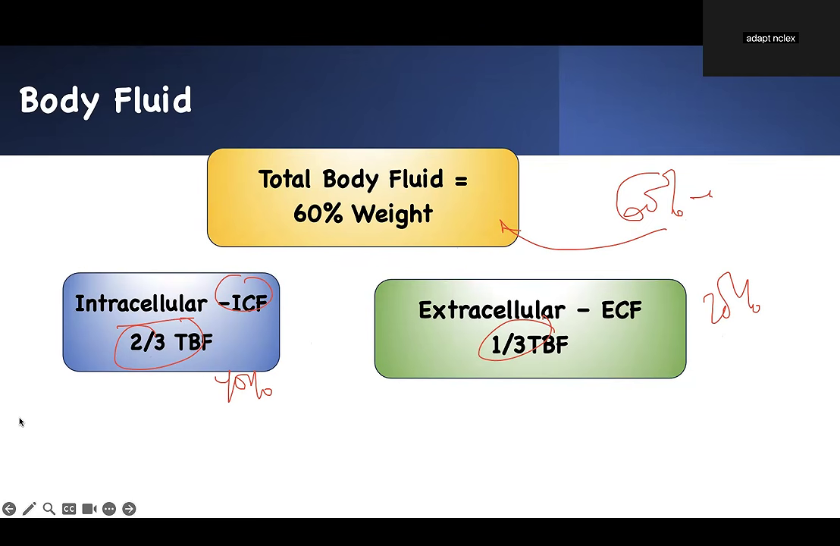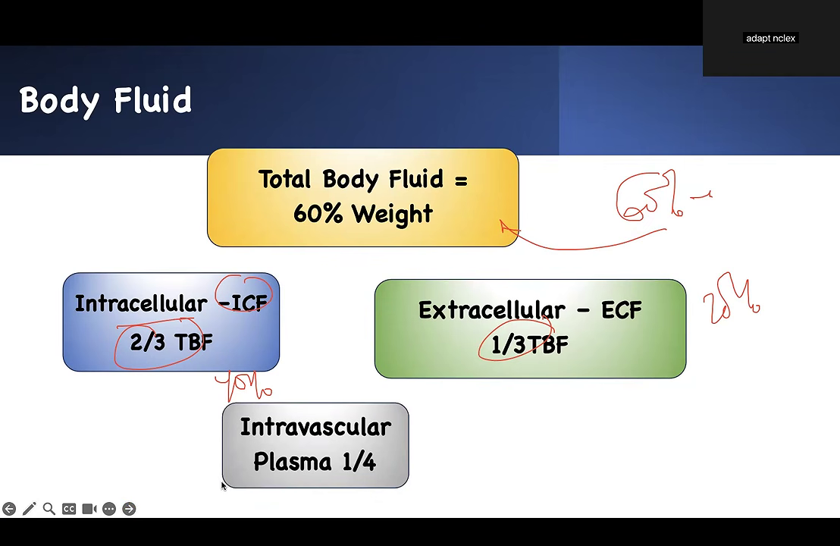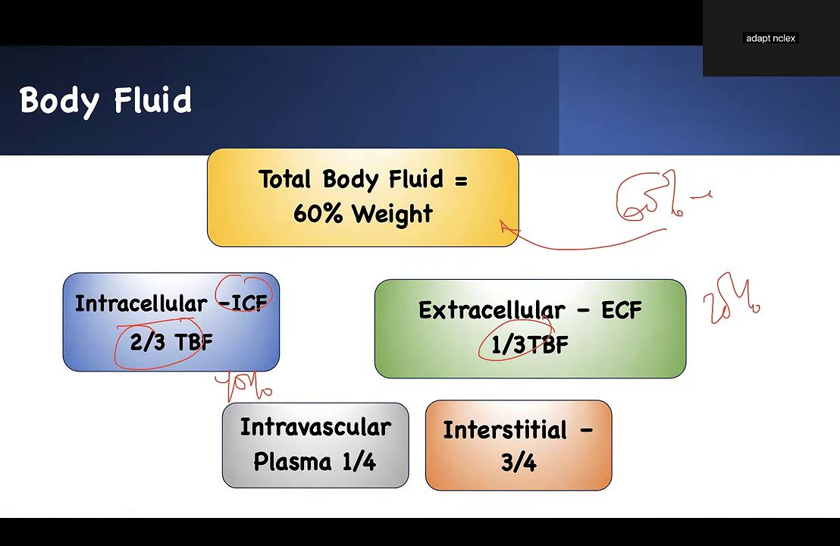You can see questions on that. The first one is the biggest one, intravascular. So inside your vasculature, that's where the blood is being bathed in plasma. That is 1/4 of that 1/3, that is the 20%, 1/4 of that. Then you have the interstitial, between the tissues, right? That's the key.